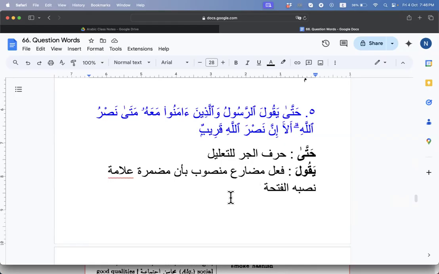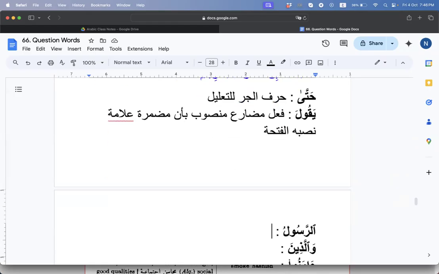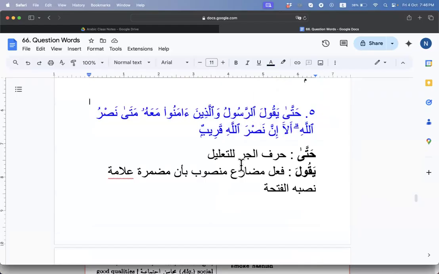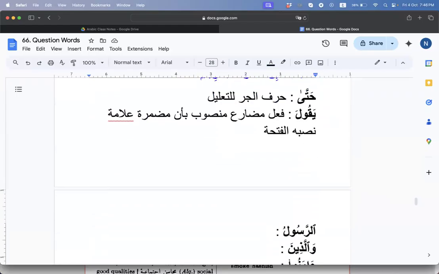So yakula. Can we go ahead, sister? Maybe we have the fa'il outside because this is the first one in the ayah. So Rasulu is the fa'il. So we say this fa'il is marfu' bid-damma.